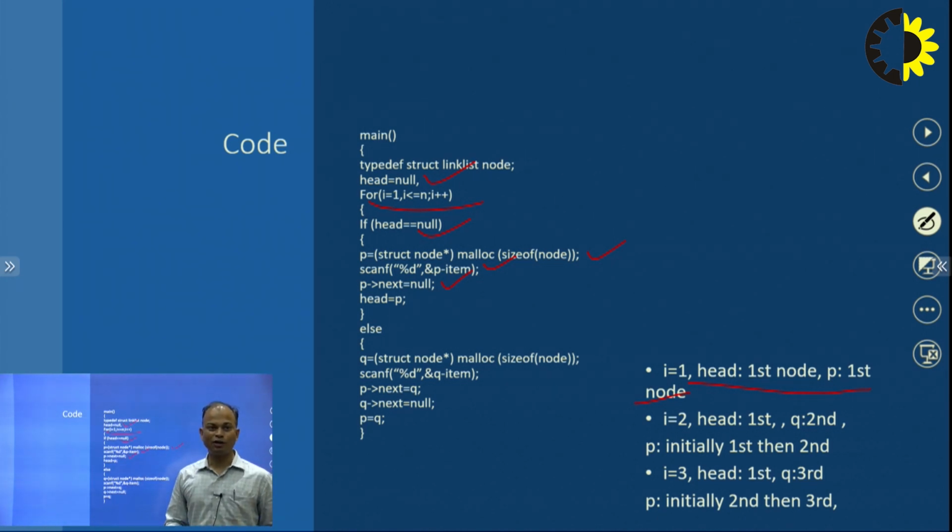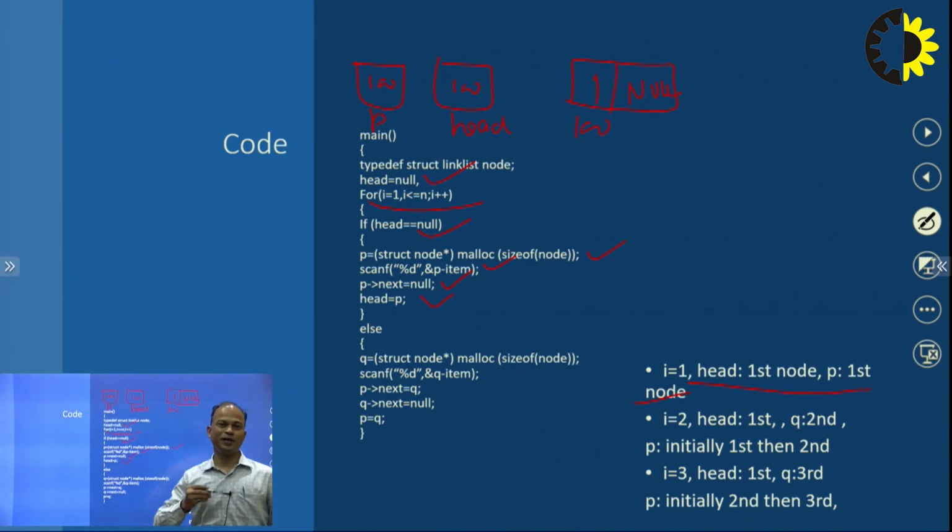p. So what we did at i equals to 1: we have created one node, and this is our pointer head and this is our pointer p. Say the address of this node is 100. So p contains 100 and head equals to 100. We are giving value 1 here, and we have set the next to null like this. So we have completed this job when i equals to 1.